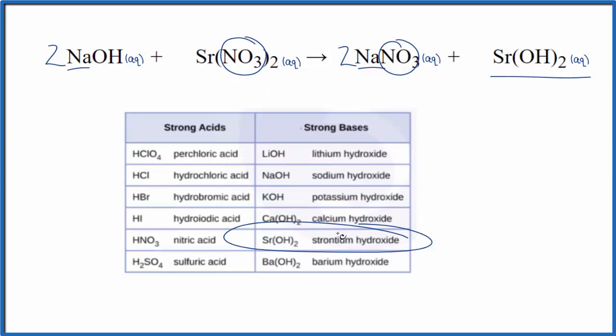And for that reason, with net ionic equations, when we have a strong base or a strong acid, we consider this a strong electrolyte. We write aqueous. In practice though, what happens is it's not very soluble. So if you mix enough of this together, you're going to end up with a precipitate. You'll end up with a solid falling to the bottom of the beaker or a test tube. That'll be your strontium hydroxide. But just following the rules for net ionic equations, we're going to leave it as aqueous.